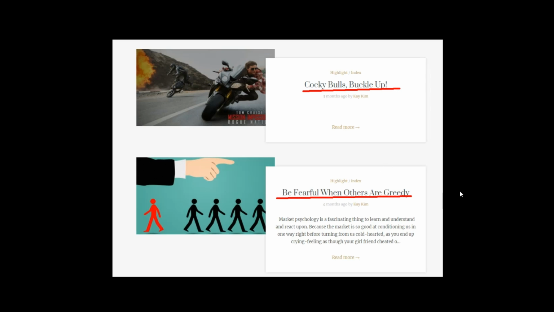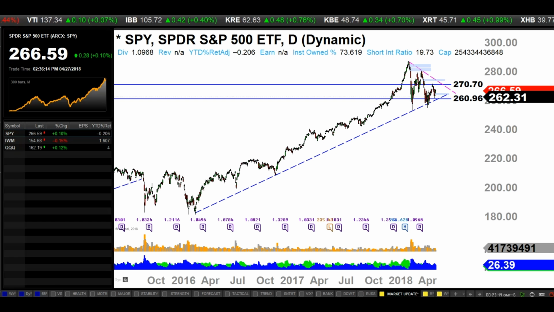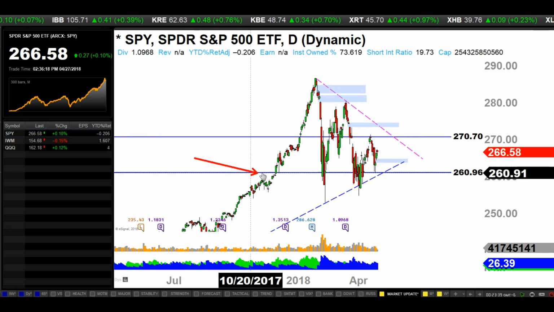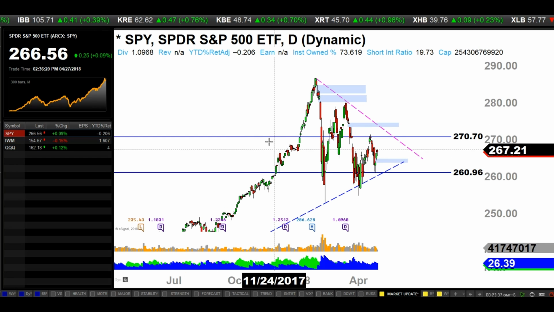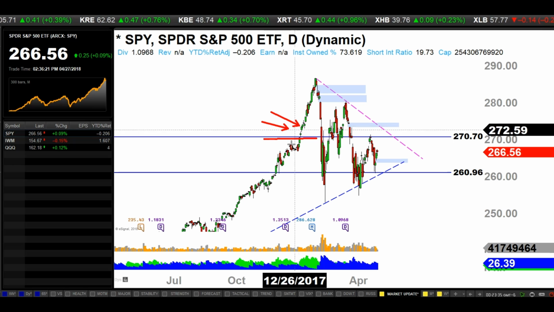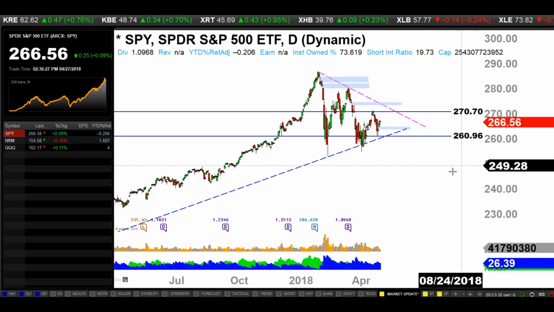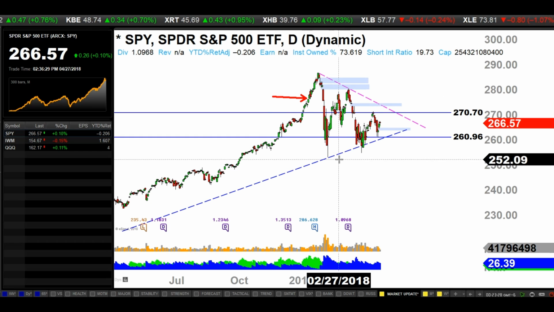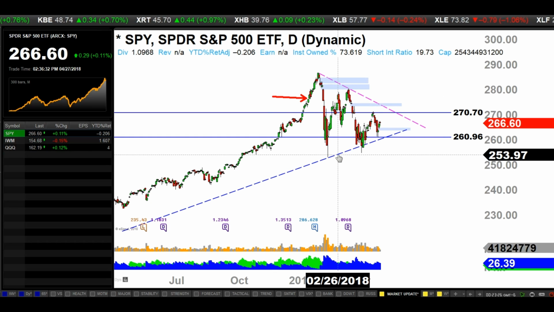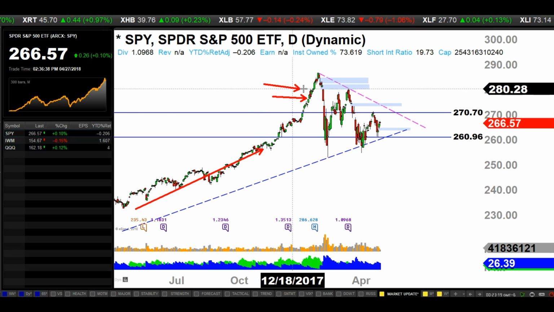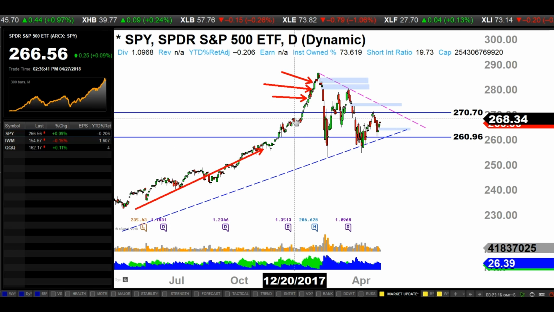Be fearful when others are greedy, right? So when we started to go parabolic, somewhere here, that's when I was starting to unload my positions. When all the bears flip bull and all the sideline cash people, all those people who are just waiting on the sideline, just miserable, not being part of this bull move, they finally flip bullish up here. I was getting out, you see.